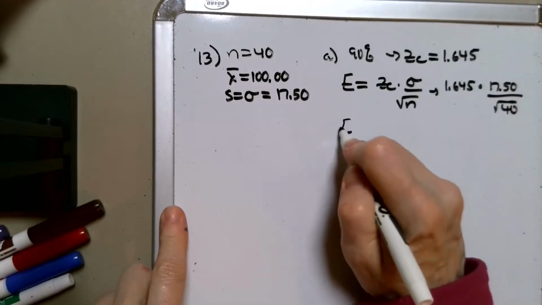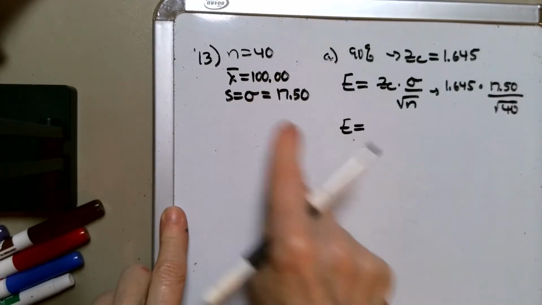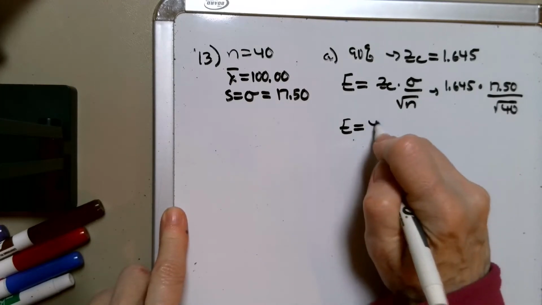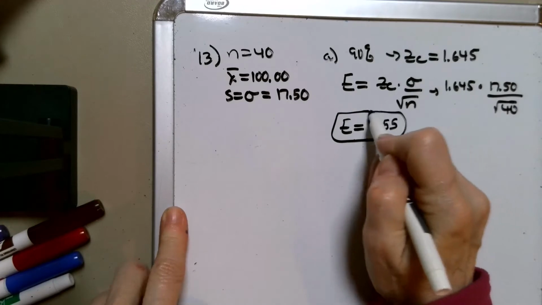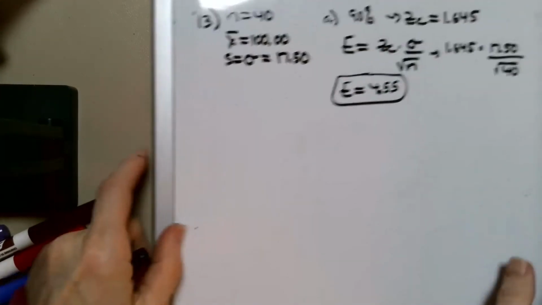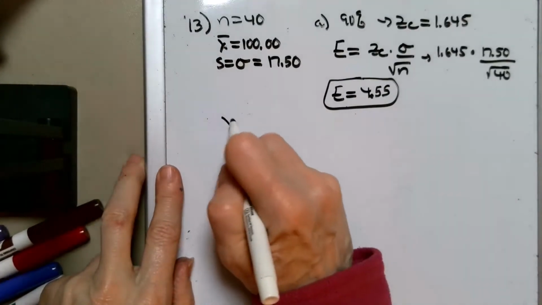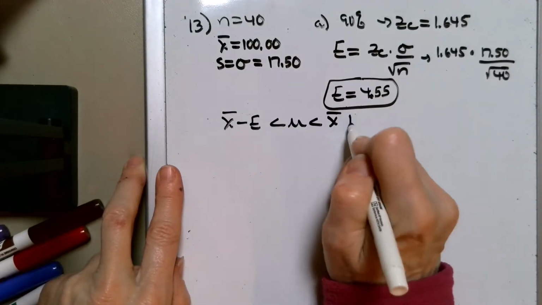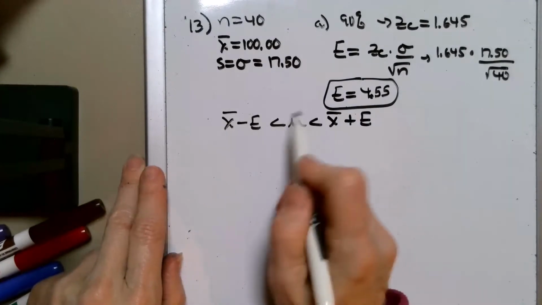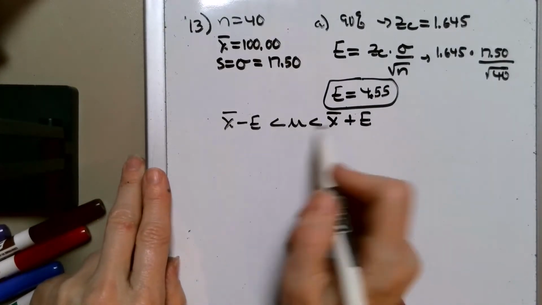So how do you round? Well, you're just going to match the sample mean. This is money, so it makes sense to call this $4.55 for the margin of error. Now we're going to go to the confidence interval formula. The confidence interval formula: x bar minus e less than mu less than x bar plus e. The less than mu less than stays static. You're just filling in these values.